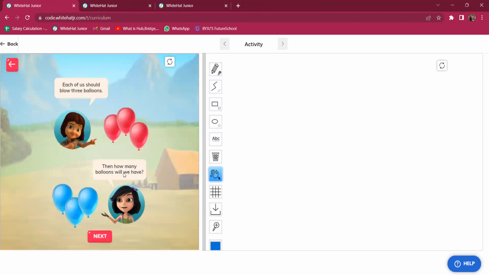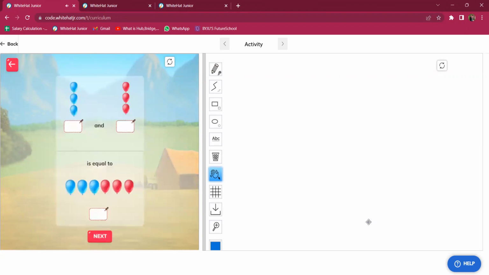Then how many balloons do we have? So we have 3 and 3, which will be 6, correct? So what we have to do is write over here 3 and 3. So here we have 3 balloons and here also we have 3 balloons. So 3 and 3 is equal to 6 balloons. Okay. So we can write this and move to the next question.